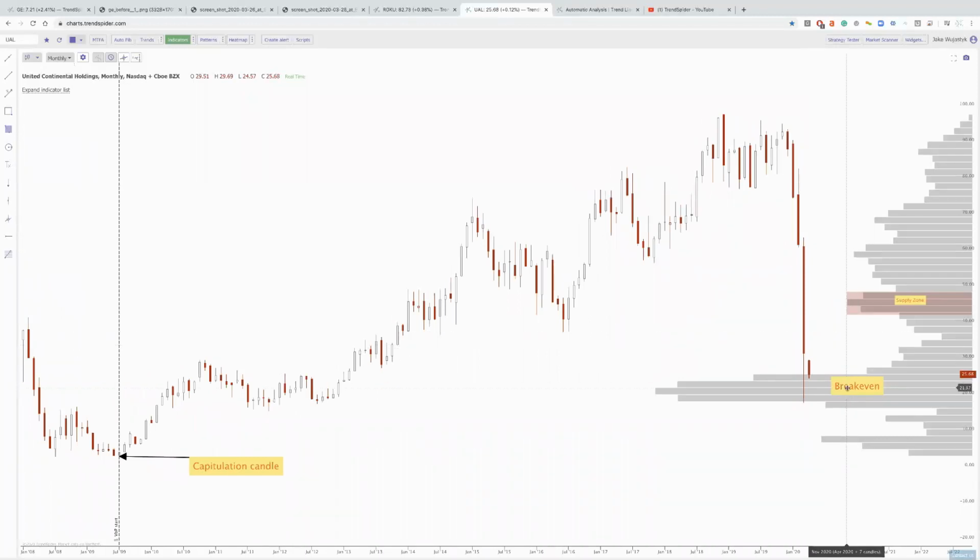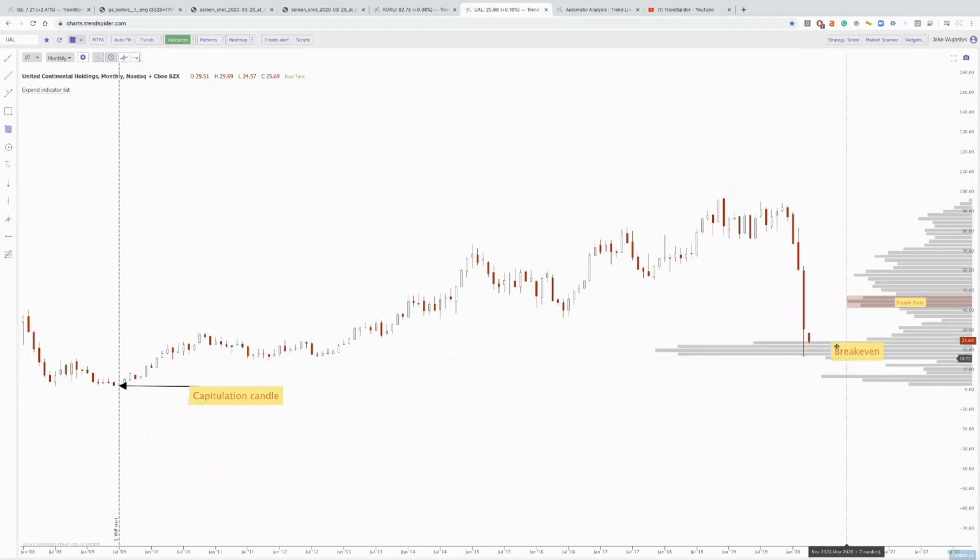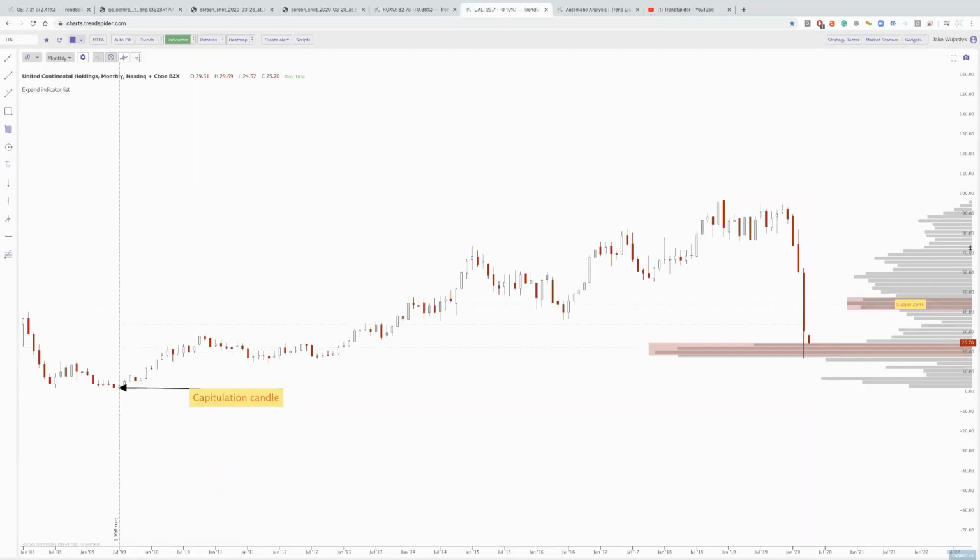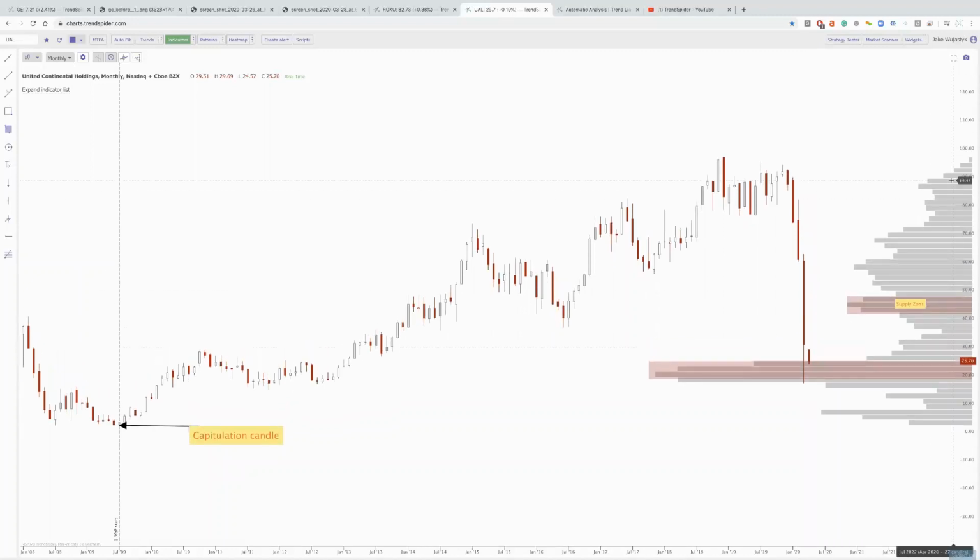This is going to be interesting, right? We've got a pretty big volume gap here. We don't have a ton of shares holding from this previous demand zone to the supply zone above. So that allows price to move up very quickly. So I personally don't think we're going to move up that quick.